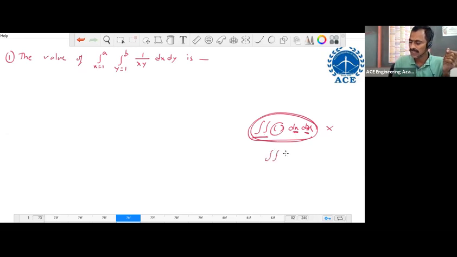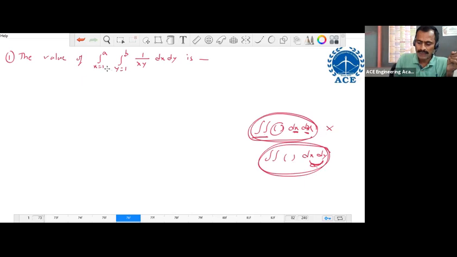If you have two integral signs, some function dx, dy, that is two different variables, then only it is a double integral or multiple integral. In the multiple integral, a particular case is the double integral only. So in the given problem, we are having two integral signs with respect to x, with respect to y. That is two different variables. So it is a double integral only, right?